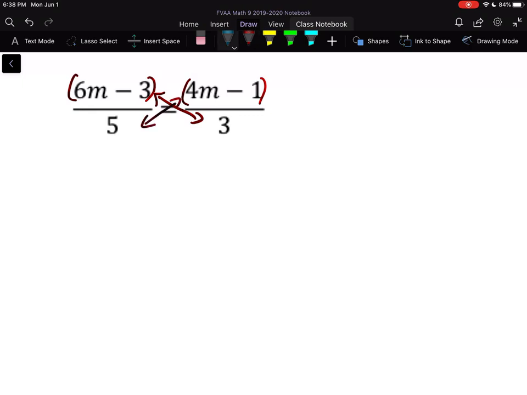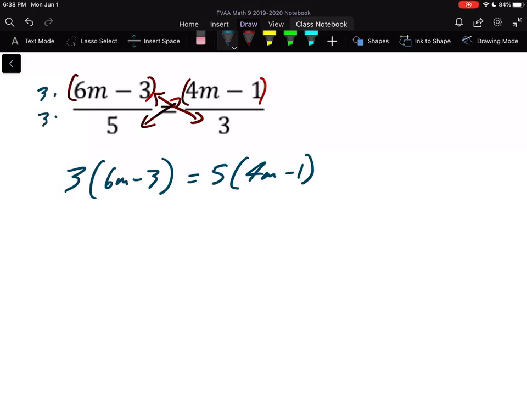So let me rewrite that out. 6m minus 3 times 3 is equal to 4m minus 1 times 5. Now, just pause here and think about if we would have gone the other approach. If we would have done the other approach of getting a common denominator, what would you have multiplied on the top and bottom on the left-hand side? The common denominator would be 15, right? So you'd have multiplied both the top and the bottom by 3.